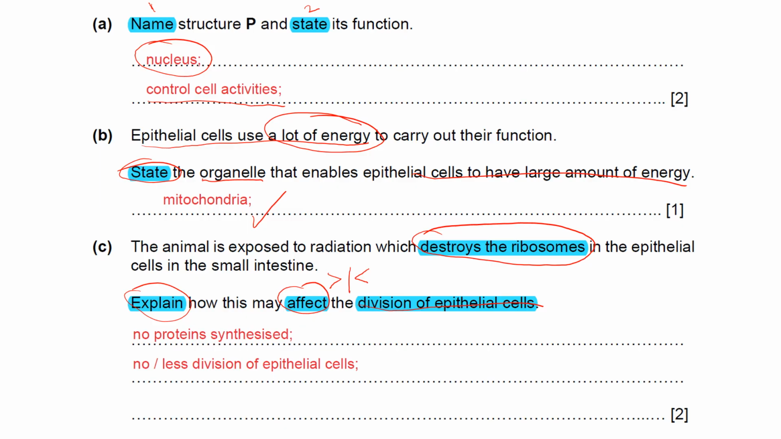So the first answer is that there are no proteins being synthesized, which is actually indirectly telling us the function of the ribosomes is gone. And therefore, the second answer, which is the explanation, is because there is no more division. Okay, so it's just very straightforward. All right, 2 marks: 1 mark for telling me the indirect function of ribosomes, and the second mark is to explain what will happen within the context, which is on division of cells.